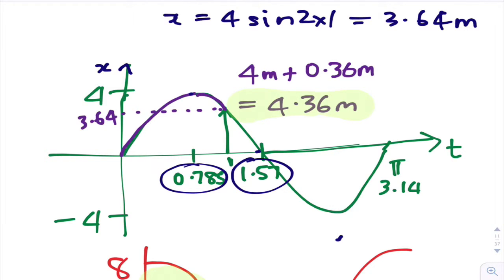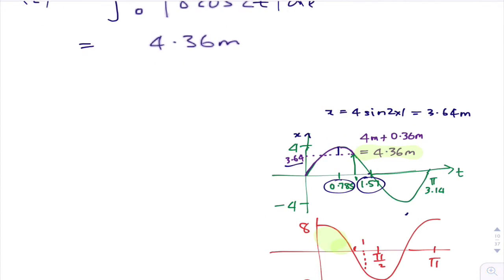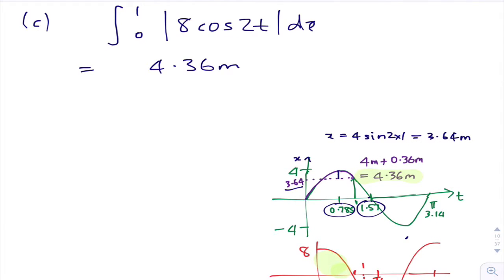So we've covered 4 meters, and really what I want to know is the distance between there and there. How far have we come back? So clearly, if we're at 4 meters at pi over 4, at 0.785 seconds, at 1 second we're at 3.64 meters. We've travelled 0.36 meters in that time, giving a total of 4.36 meters for the distance we've travelled. Again, doing it on your CAS is a lot easier, but it's also good to understand.